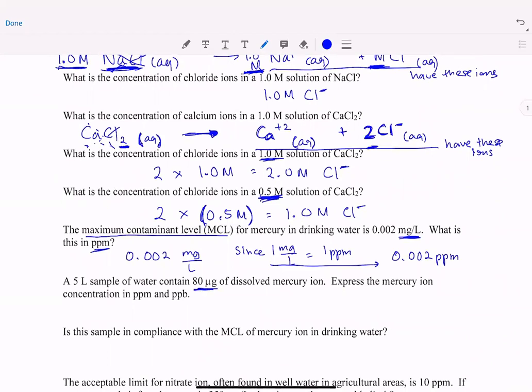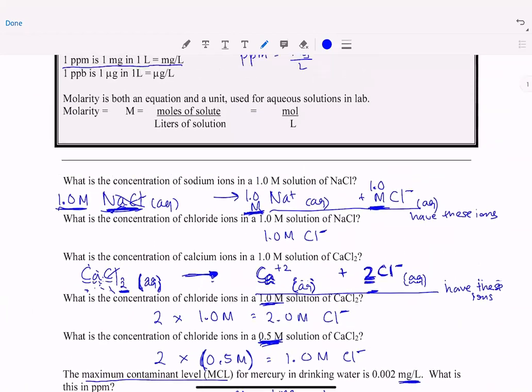Okay, and so when you have the next question, which says a 5-liter sample of water contains 80, and remember that's the metric prefix micro. So this is micro, that's 10 to the minus 6. This is micrograms, okay? Express the mercury ion in concentrations of ppm and ppb.